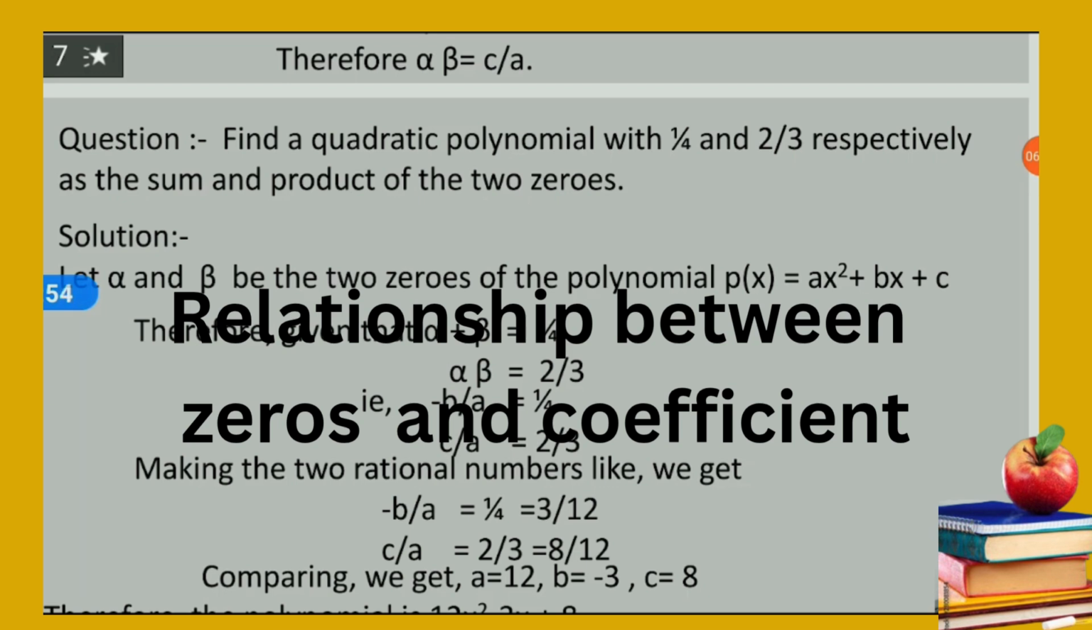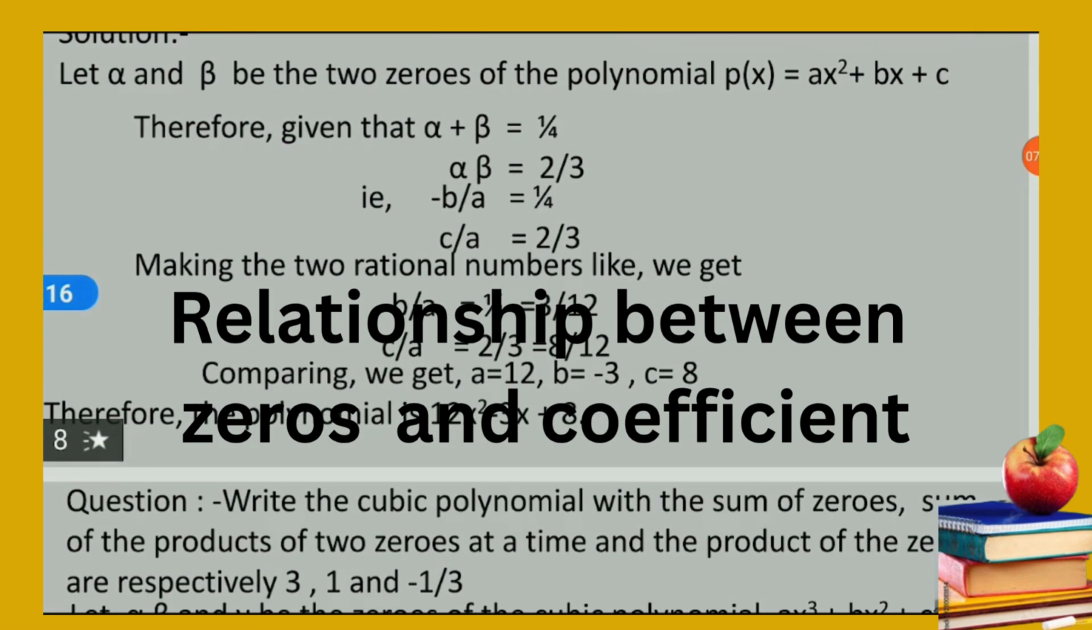Now we are equating. That is, negative b by a is 1 by 4, and we can write it as 3 by 12. And c by a is 2 by 3, we can write it as 8 by 12. That is, we are equalizing the denominator. In comparing, we will get a is equal to 12 and b is equal to negative 3 and c is equal to 8. Then we can substitute our a, b, c in our standard form.